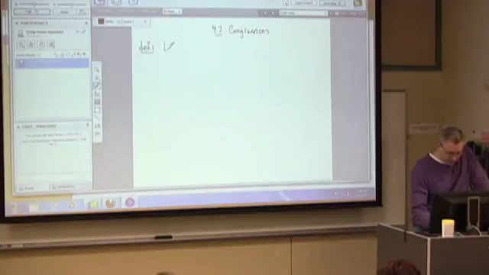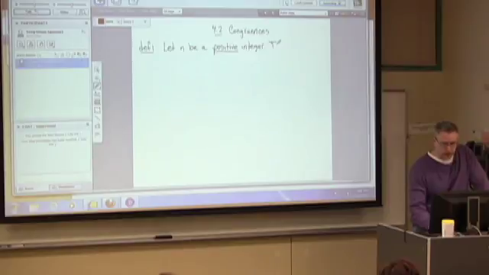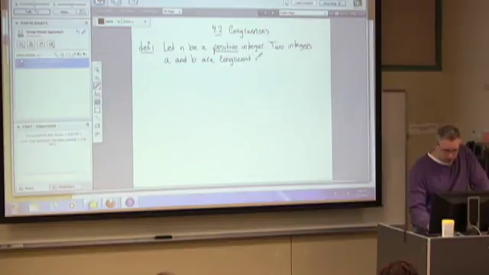I just want to emphasize a couple of things here. Let n be a positive integer. I want to underline this. Of course, this is just another way of saying natural number, right? Two integers, a and b, are congruent modulo n.